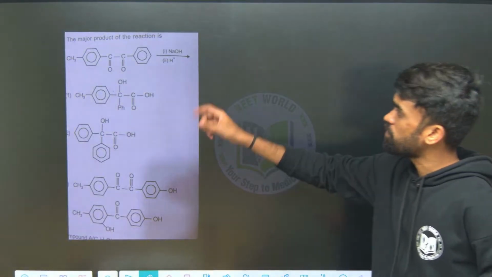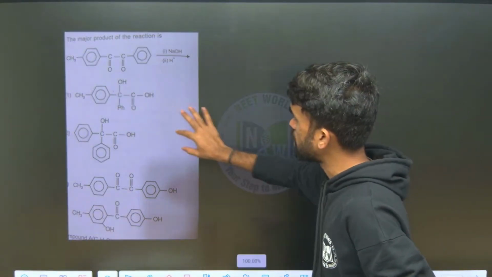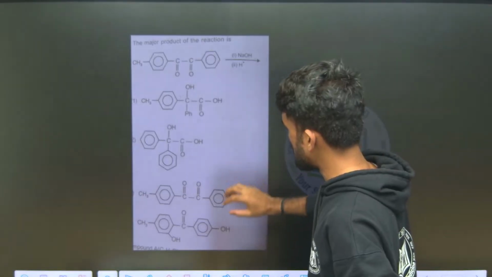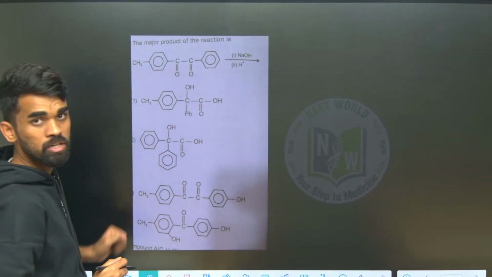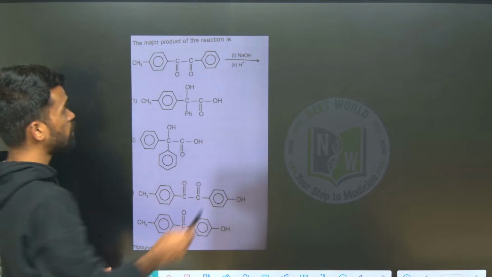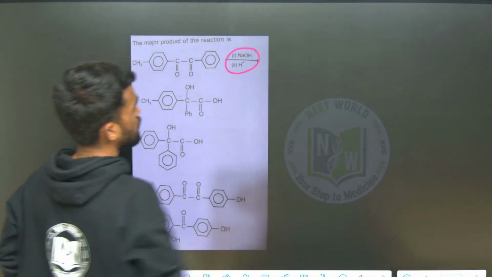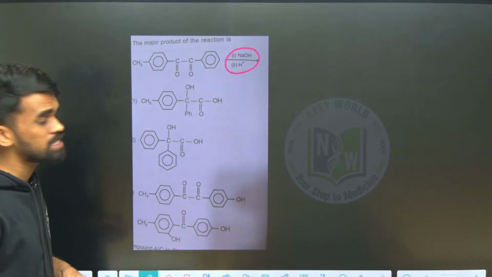Yeah, so now here we have a question, and it is very important. This is the benzilic acid rearrangement. What happens here? We have two keto groups, two carbonyl groups, and we are treating that with NaOH in the first case, and in the second case it is an acidic reagent.